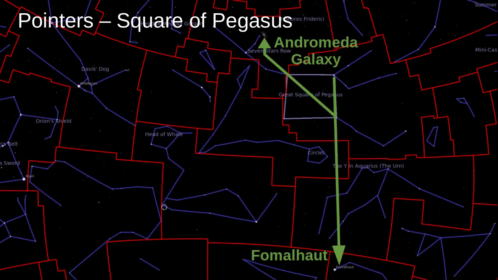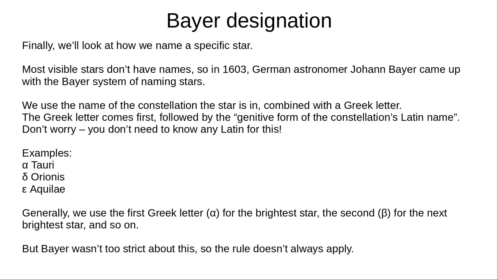And lastly, the great square of Pegasus. Find the right side of the square and follow a line down. You'll find Fomalhaut, another bright star. And tracing a line from bottom right to top left, on a dark night you'll be able to see the Andromeda Galaxy.